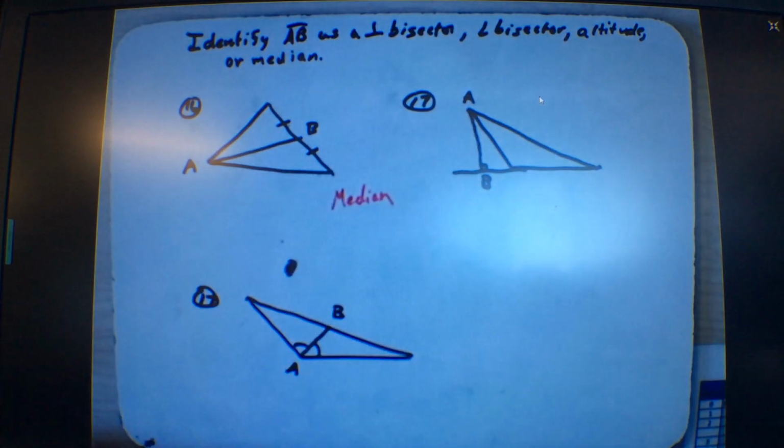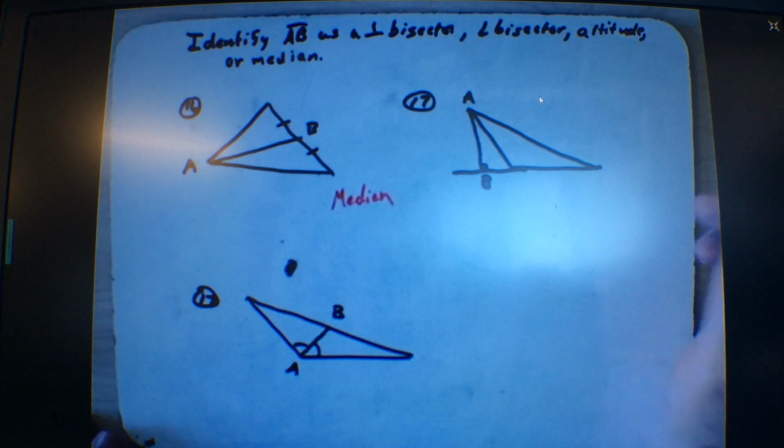Doesn't an angle bisector usually cut all the way through, past the triangle? No, it doesn't have to. If it was perpendicular, we'd have to have a right angle. An altitude and a perpendicular bisector have to have a right angle symbol. Otherwise, it's neither one, okay?